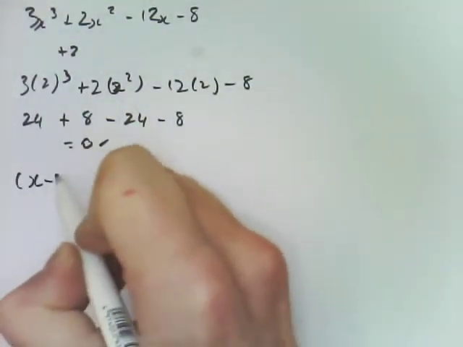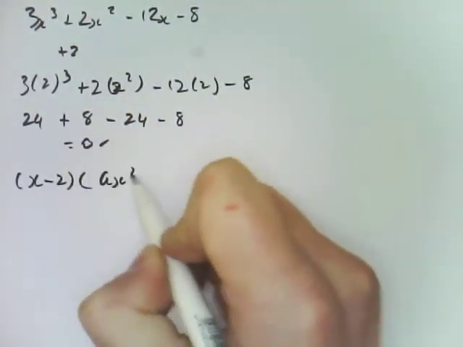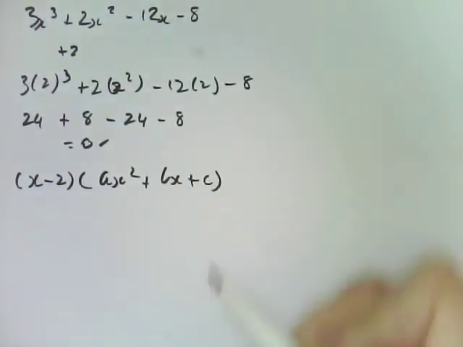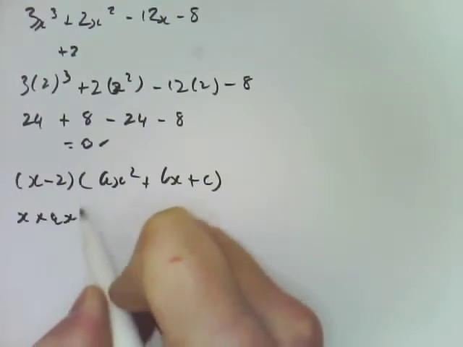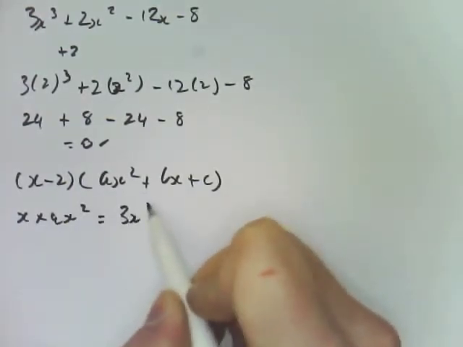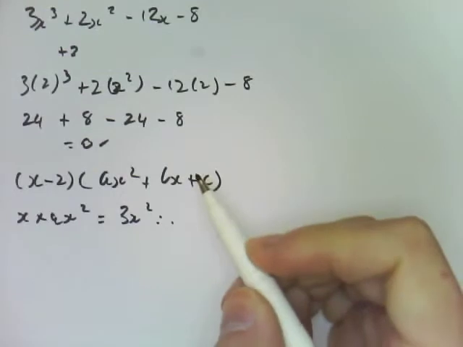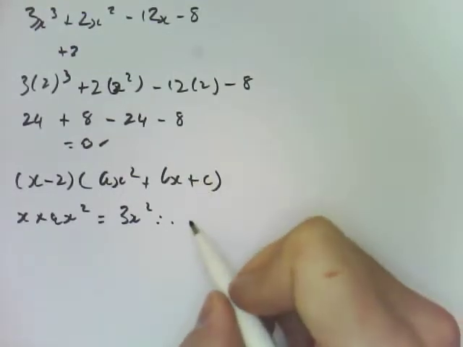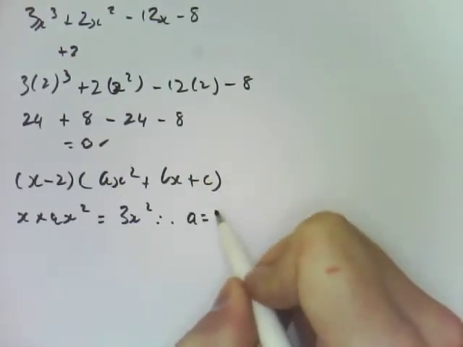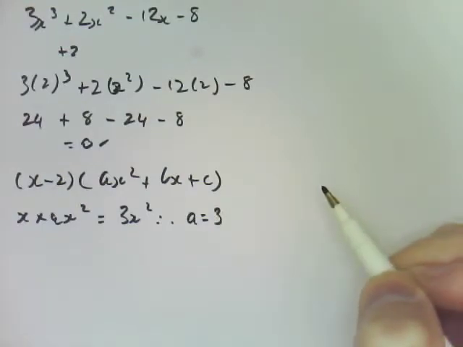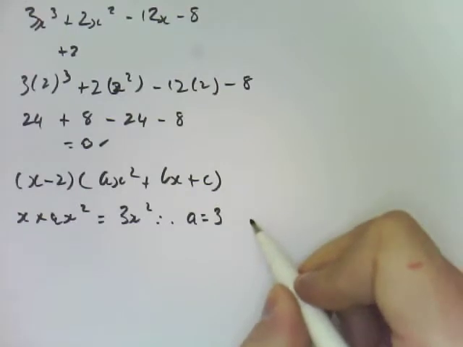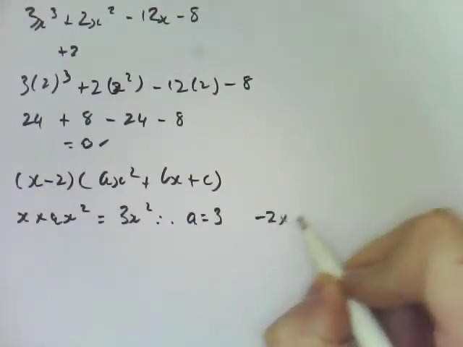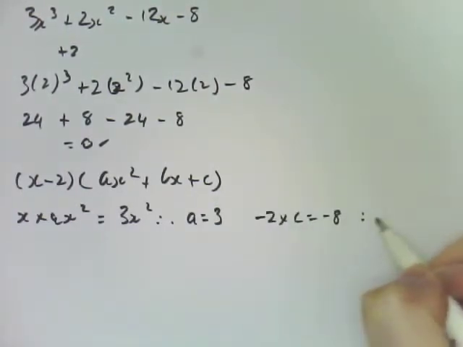So you're going to x minus 2, ax squared plus bx plus c. So we're chasing a. x times ax squared must equal 3x cubed. Therefore, a is what? 3. Okay, so a is 3. Now we're chasing c. Minus 2 times c must equal negative 8. Therefore, c is 4. Yep.